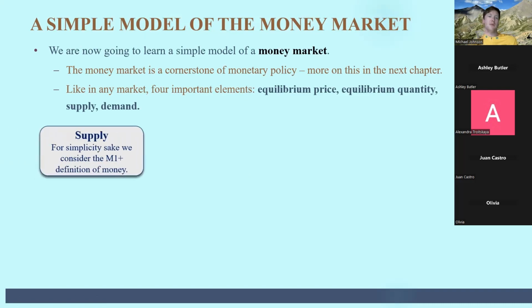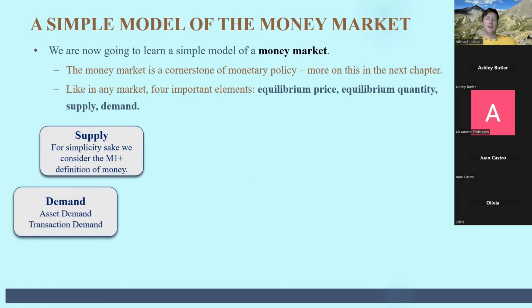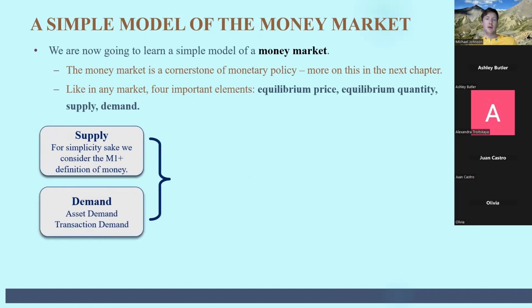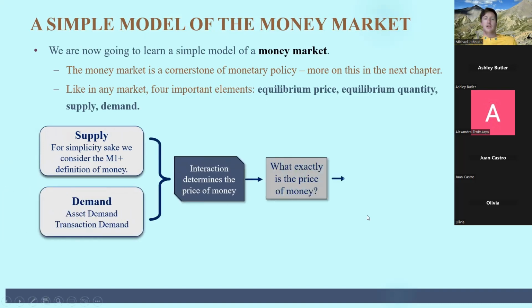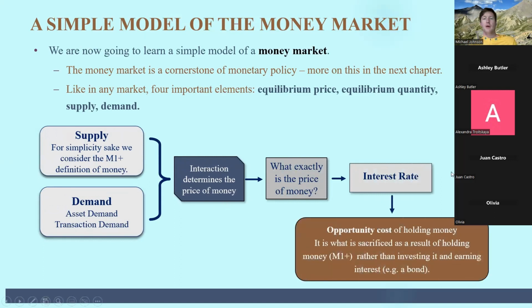Supply, for simplicity's sake, we consider the M1 plus definition of money. Demand: asset demand, transaction demand. The interaction determines the price of money. What exactly is the price of money? Interest rate. The opportunity cost of holding money is the interest rate. It's what's sacrificed when you hold M1 plus rather than investing it and earning interest, e.g. a bond.